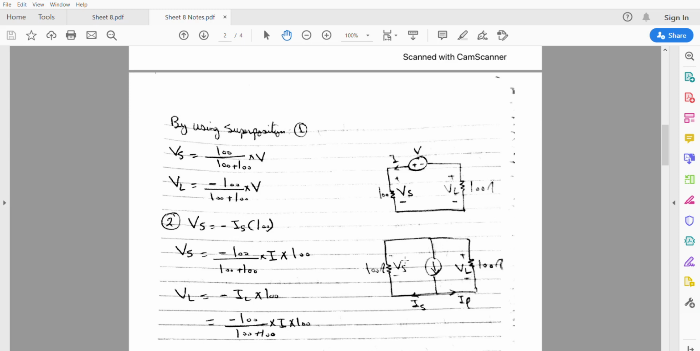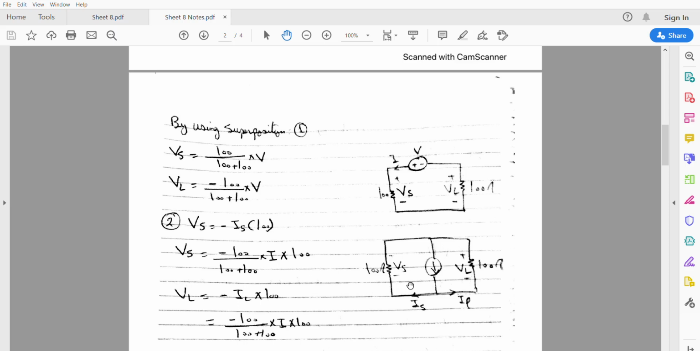So again, if I need to get the value of Vs and I have a current source, the current will be divided into two terminals. Let's assume that is equal to Is. So if I need to get Vs, it equals Is multiplied by negative 100. Now I need to get the value of Is by current division. So Is is equal to negative 100 over the total resistance multiplying by I, the total current.